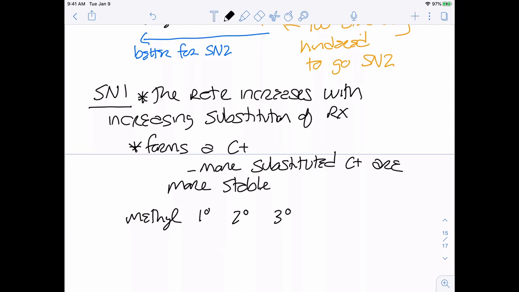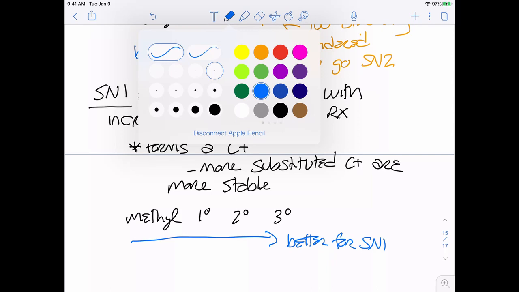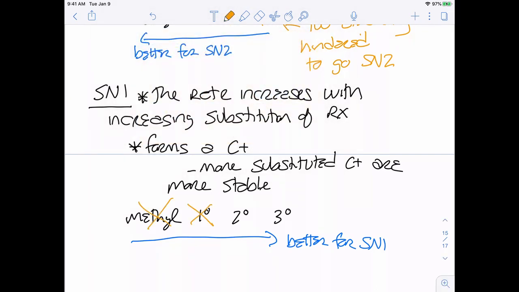Let's stick to the same color scheme. When I go in this direction, it's better for SN1. And methyl and primary, if I give you one of those, it's not going to go SN1. So given the same nucleophile, if you have a primary or a methyl alkyl halide, pick SN2, do not pick SN1. Methyl and primary alkyl halides.